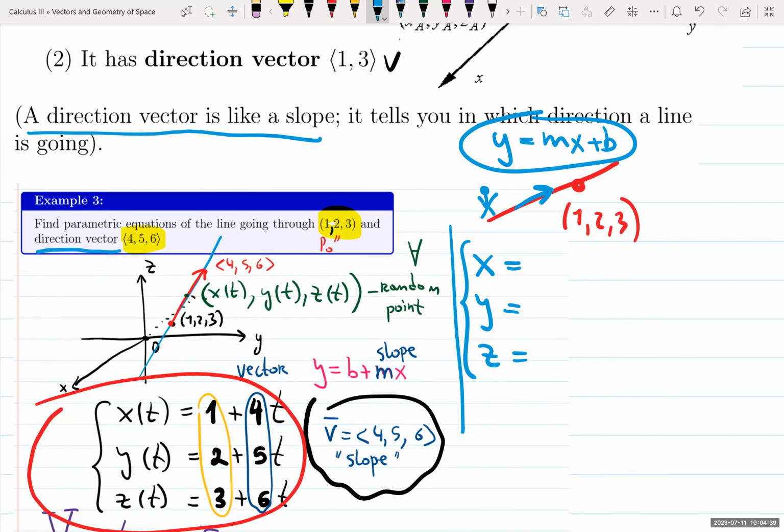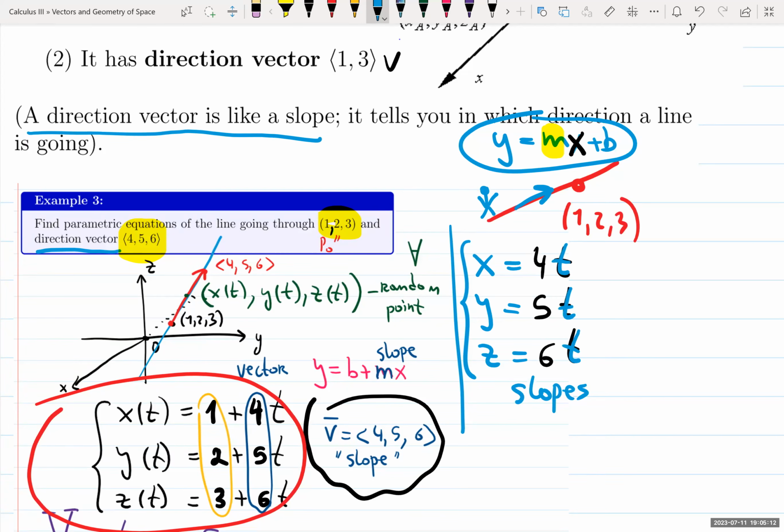So we have slope, but the slope now has 3 components, 4, 5, and 6. Components are always multiplied, those slopes are multiplied by a variable. It used to be x, but now we're increasing dimensions, so we're going to use the parameter t. So t, t, t. Let me put it down below. Those are slopes. Slopes are coming from the slope vector, the direction vector.